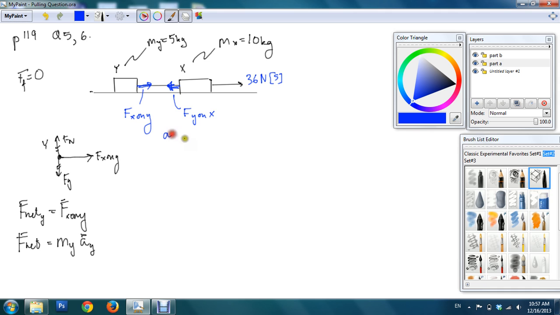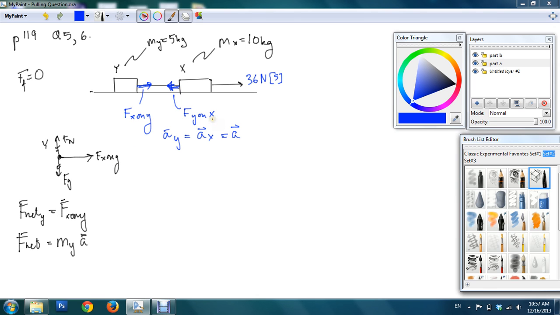So the acceleration of Y is the same as the acceleration of X. And you could just say that this is the acceleration of the whole system. Just simplify it like that. So really here we don't need that Y. I'm going to erase that Y there. There we go.